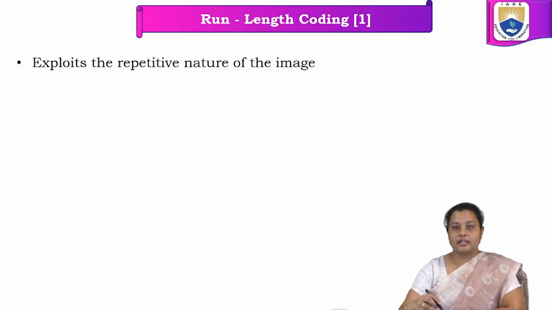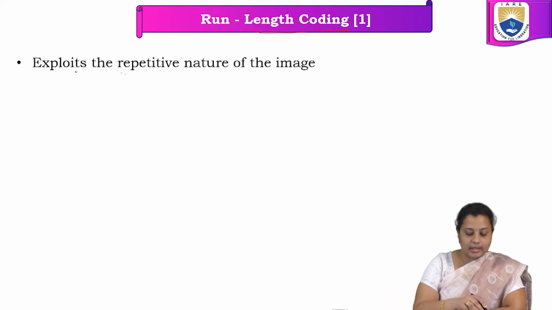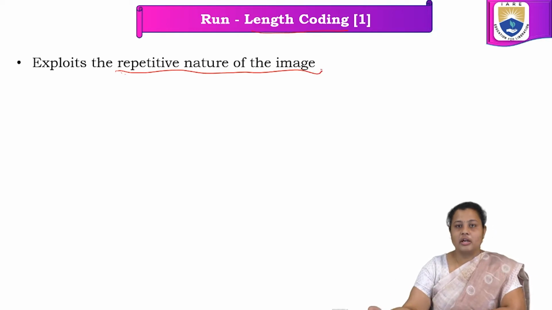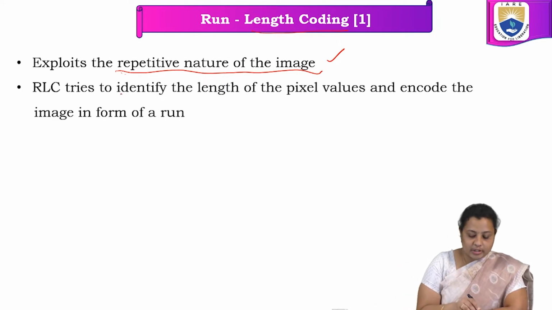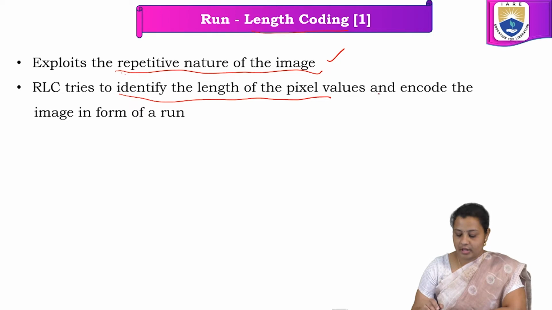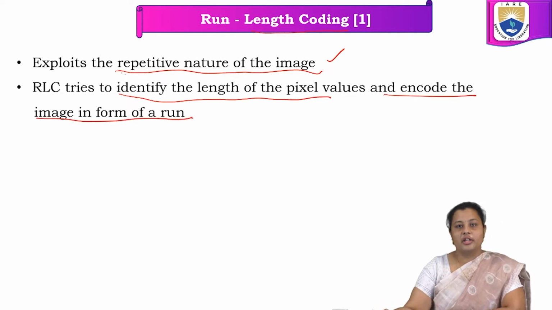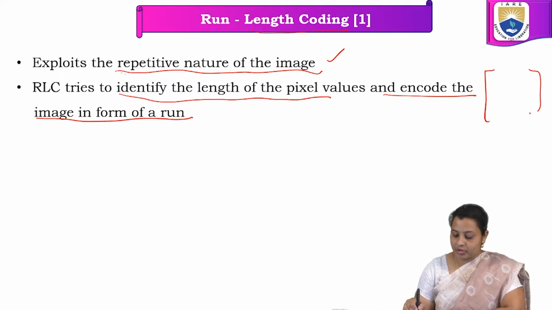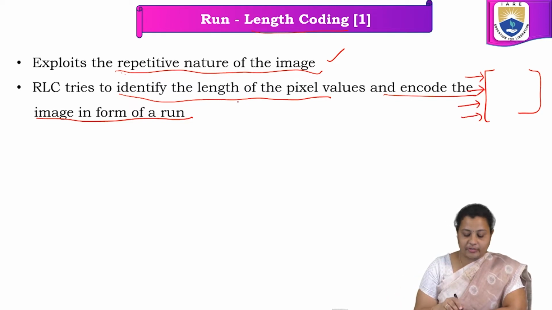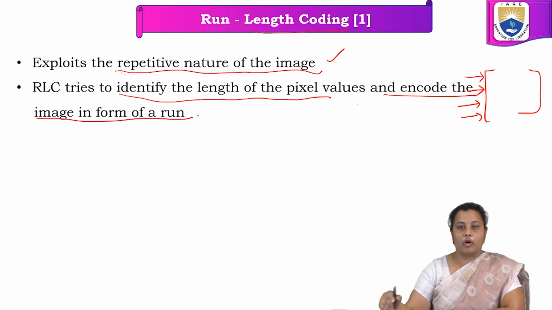So what actually is RLC? It is run length coding. It works on the repetitive nature of the image. If we have intensities that are repetitive in the image, then such a coding technique, RLC, is more advantageous. What does it do? It tries to identify the length of the pixel values and encode the image in the form of a run. It works on every row, identifying the length of the pixel values and encoding it in the form of a run.